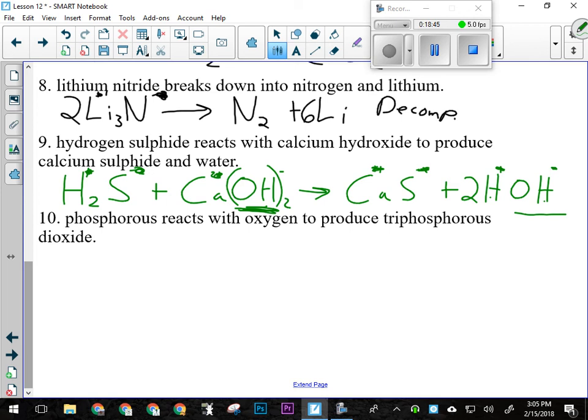Hey, how many people are done number 10? All right, number 10 is an example of that, except it's with phosphorus and not with sulfur. Okay, it says phosphorus reacts with oxygen. Phosphorus is one of our special elements. When it's by itself, it's a P4. In a compound, it can be whatever the prefixes or the swap and drop dictate. And it's reacting with oxygen, which is also special, O2. And that's going to produce triphosphorus dioxide.